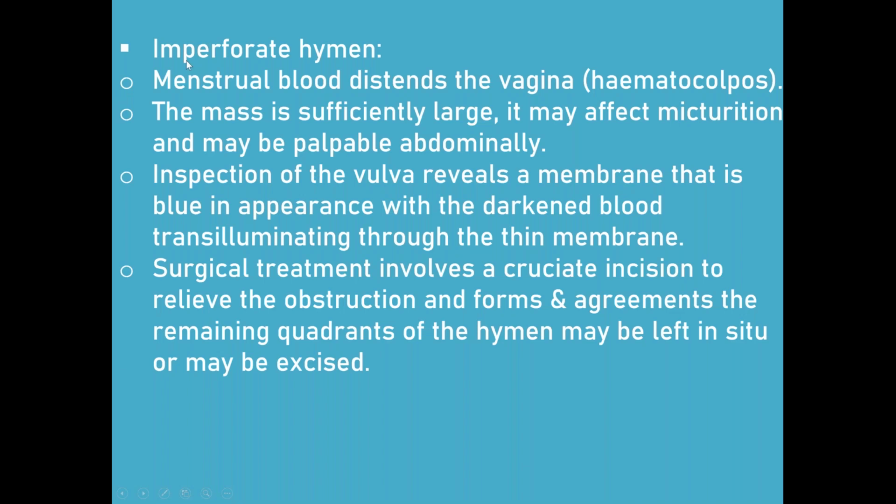So we said there's imperforate hymen. Menstrual blood fills the vagina, hematocolpos, and if the mass is sufficiently large, it may affect micturition and may be palpable abdominally. So inspection of the vulva reveals a membrane that is blue in appearance, with darkened blood transilluminating through the thin membrane.